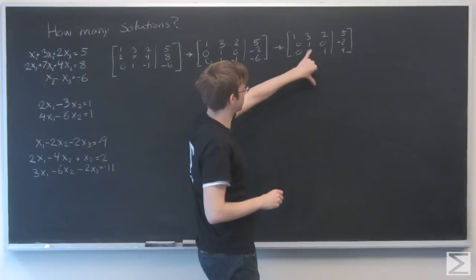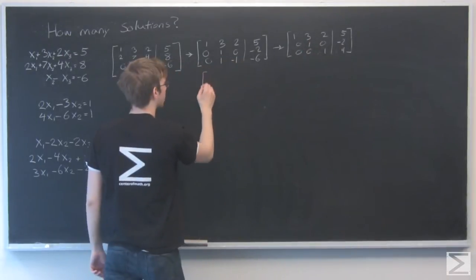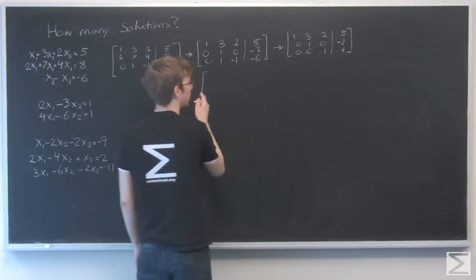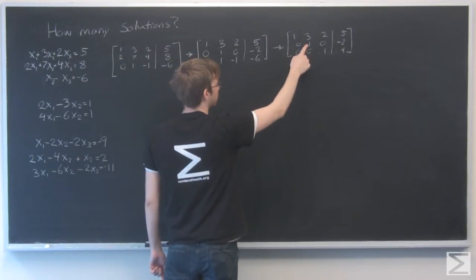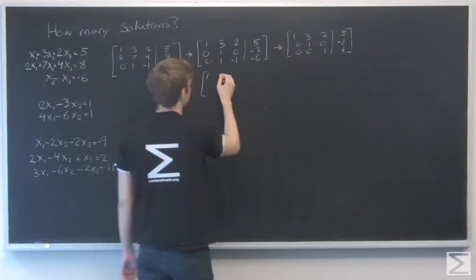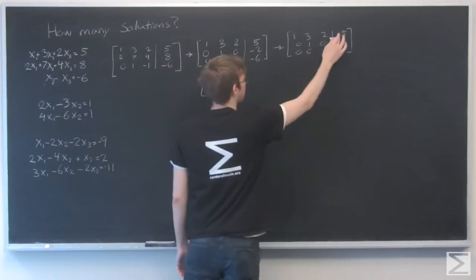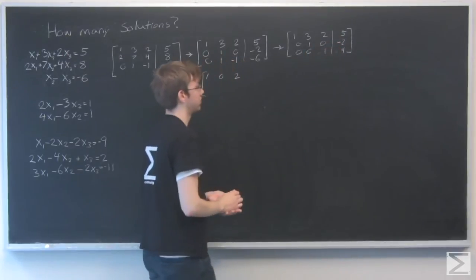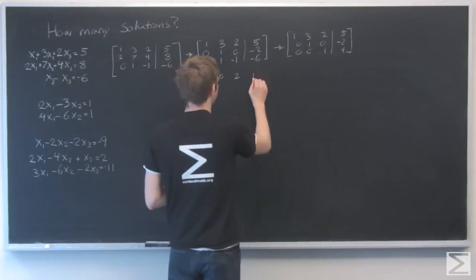Now I'm going to use these two ones to get rid of that 3 and 2. So going over to here, that'll become 3 minus 3 times this row. So 3 minus 3 is 0, 2 minus 0 is 2, 5 minus 3 times minus 2, that's 5 minus negative 6, 5 plus 6 is 11.